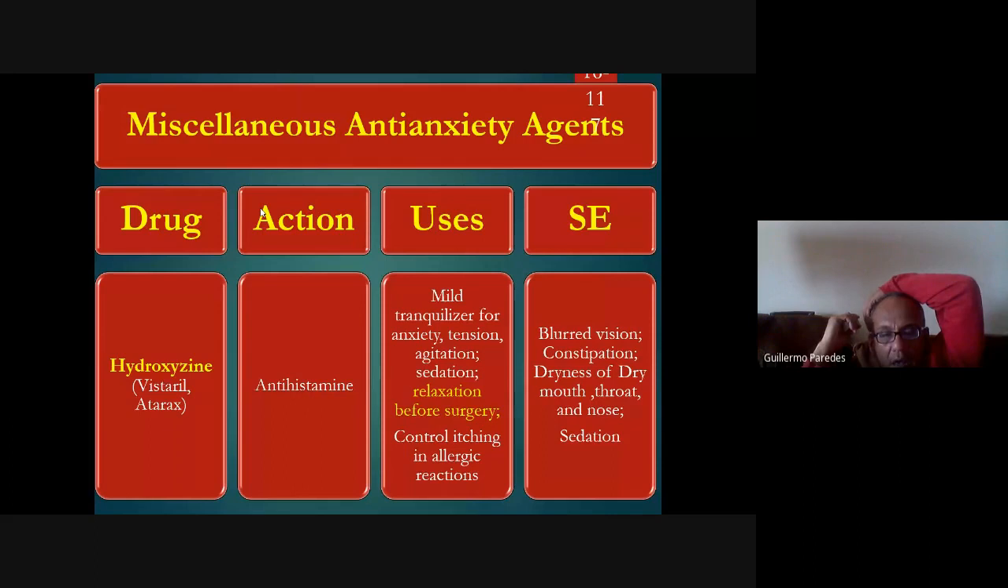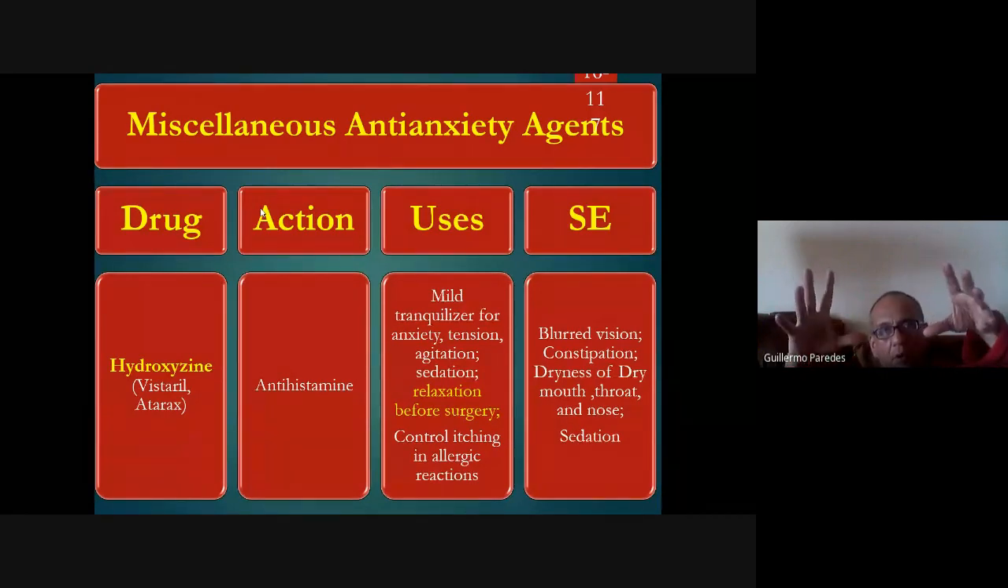All right, so we have hydroxyzine, a mild tranquilizer for anxiety, tension, and relaxation before surgery. That is an antihistaminic, so it produces drowsiness. In addition, write it down, antihistaminics always have some anticholinergic effect. They are not considered full anticholinergics, but they have some anticholinergic effect present.